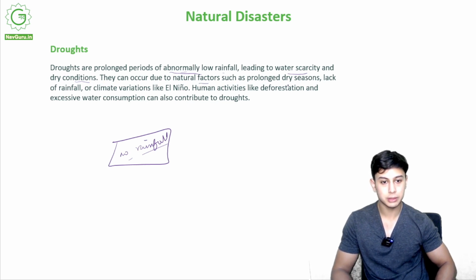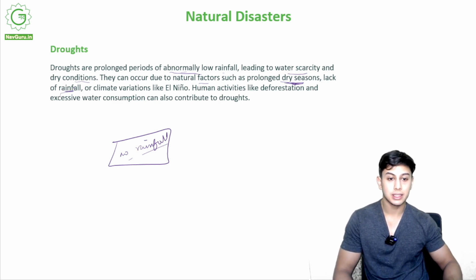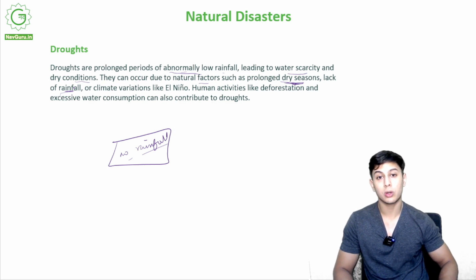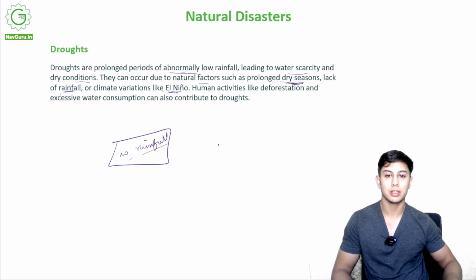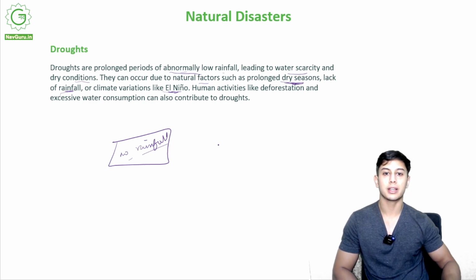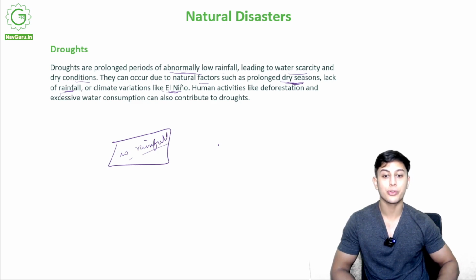They can occur due to natural factors, such as prolonged dry seasons, lack of rainfall, meaning there was no rainfall, climate change, maybe summers were prolonged that year, or climate variations like El Nino. This year as well there is an El Nino effect. What happens is that the Pacific Ocean starts warming abnormally. There is a ring of fire, and a lot of warming up of the Pacific Ocean disturbs the currents and causes adverse climatic conditions. So maybe there's a lot of rainfall somewhere, or drought somewhere else.